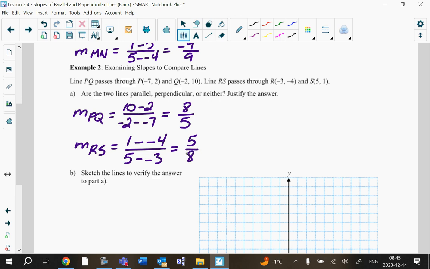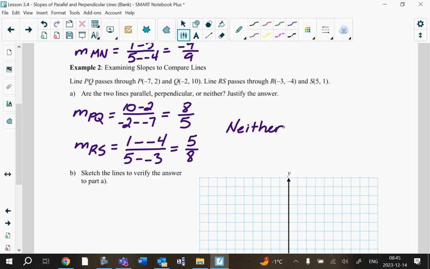While they're definitely not parallel, because they're not the same, are they negative reciprocals of each other? No. They're reciprocals, but not negative ones. So there's no relationship. So we would say neither. And if you sketch these two lines, you would see that that's in fact the case.